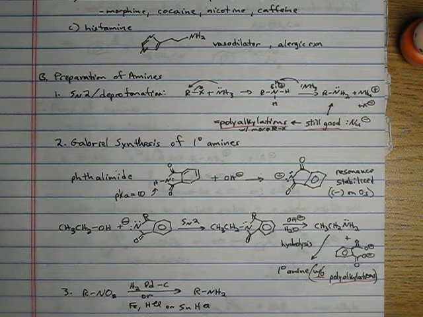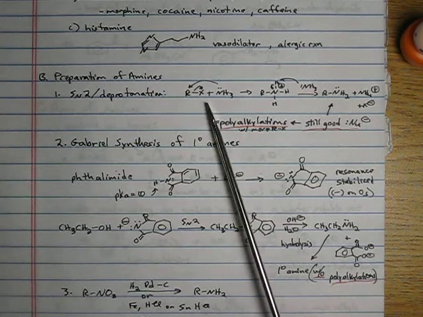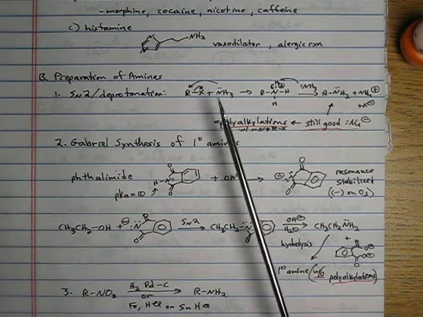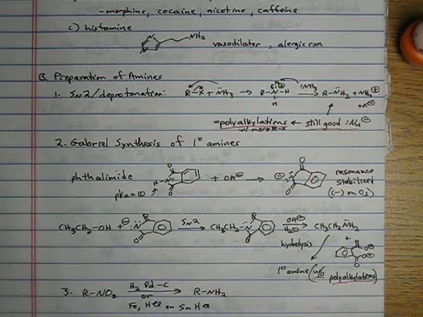So what if you want a primary amine then? If you have ammonia, which is nice and cheap, and you want a primary amine, this should be an easy reaction. It's not. How do you do it? Well, along comes Gabriel, the Gabriel synthesis of primary amines.